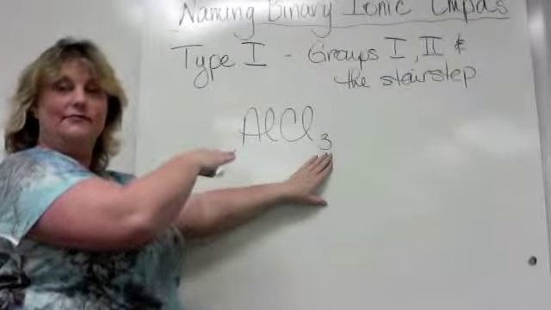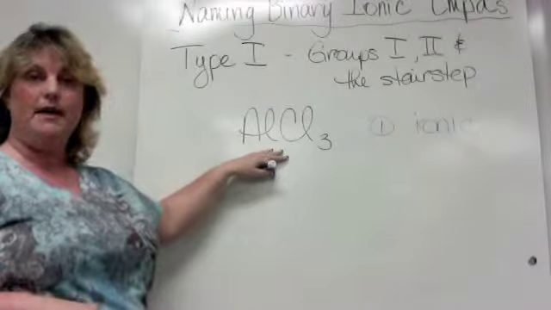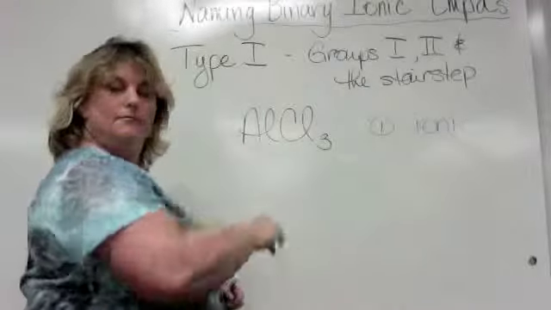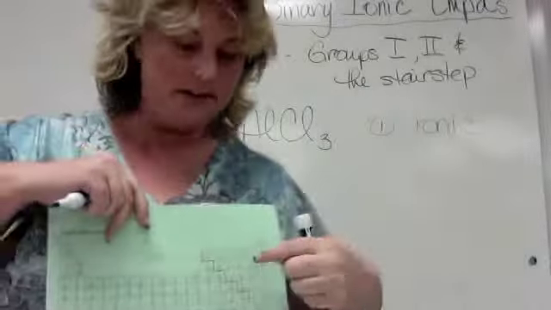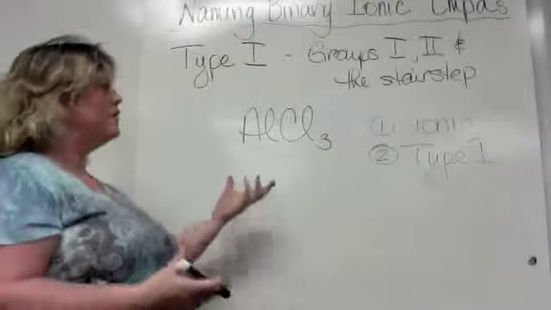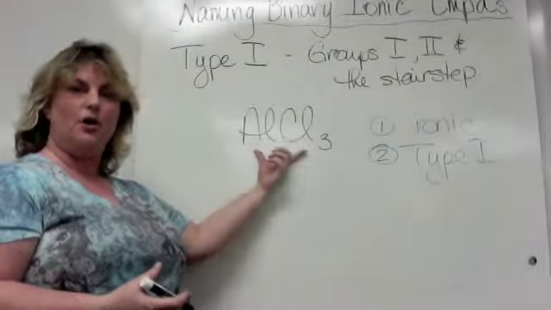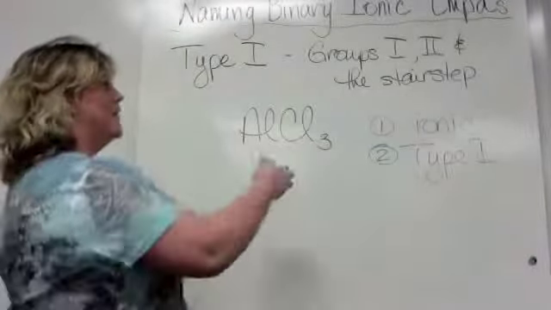Question number 2, is it a type 1 or a type 2 metal? Well, aluminum is in the stair step right here. So that means that this is a type 1 metal. So again, it can only carry one type of charge. So we don't have to put it in the name. All we need to do is name the parts of the compound. Well, this is the aluminum ion.